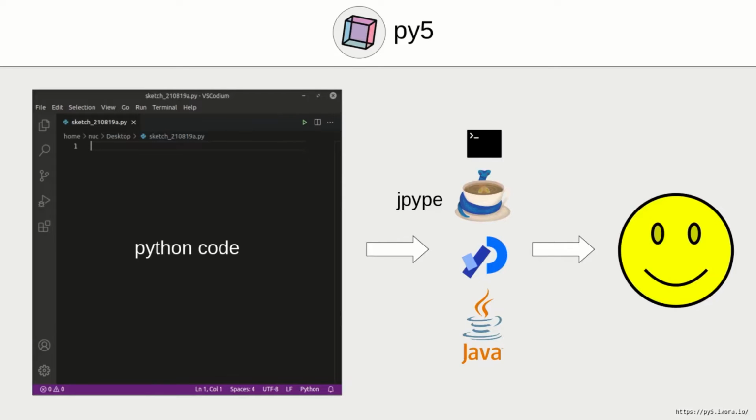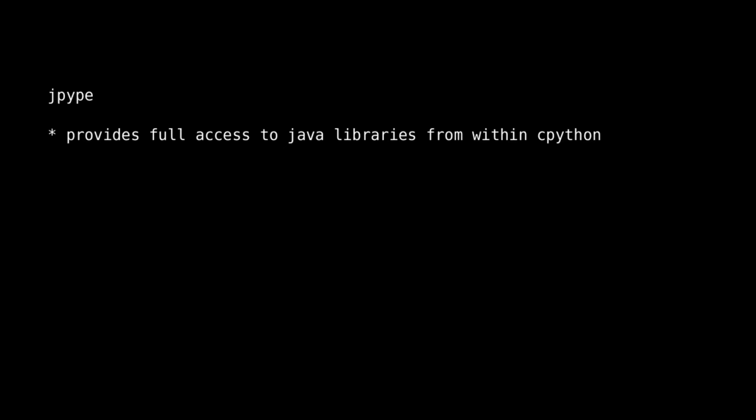So from here, you get the same output. You're still using processing in Java, but there's this new layer that's replacing Jython. Now, because jpipe works differently to Jython, it provides full access to Java libraries with CPython. So it's kind of a pure Python experience. And as a result, it supports Python 3 and above.